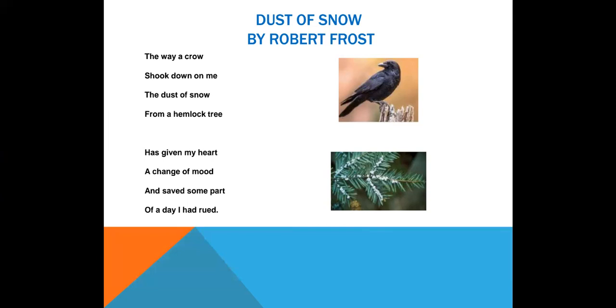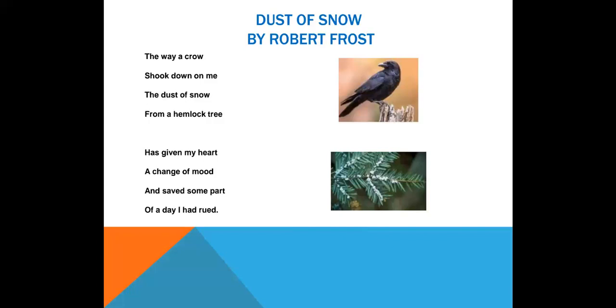The way a crow shook down on me the dust of snow. The crow is sitting on one of the branches of a hemlock tree. Because of its movement, the snow particles fell on me. And which tree is it? It is a hemlock tree. So both the things are clear: the crow and the hemlock tree have been used there. But what is the effect of it? Why is the poet referring to this incident of his life? What does he mean to say?